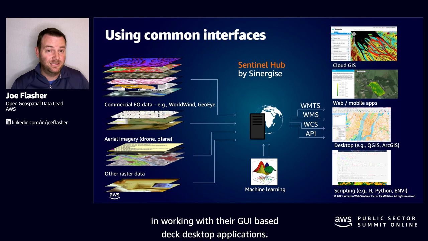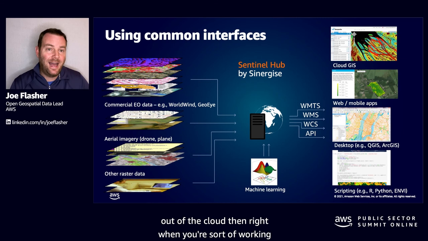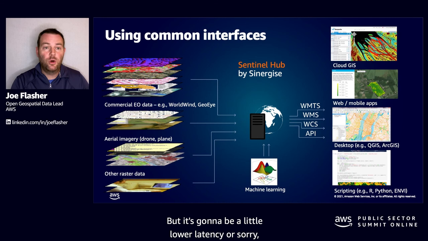We see customers like Sinergise making services, for example Sentinel Hub, that will give you those standard interfaces that your desktop applications will be looking for. What you can do is run those desktop applications locally like you might be used to. The only thing is you're going to be pulling data out of the cloud, which is fine, but it's going to be higher latency access to the data.